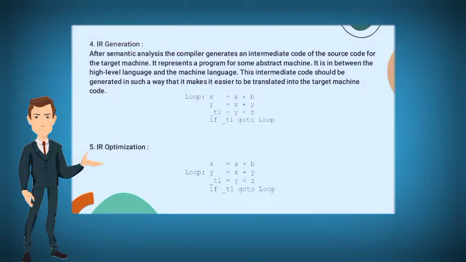Fourth, IR generation. After semantic analysis, the compiler generates an intermediate code of the source code for the target machine. It represents a program for some abstract machine. It is in between the high-level language and the machine language. This intermediate code should be generated in such a way that it makes it easier to be translated into the target machine code.